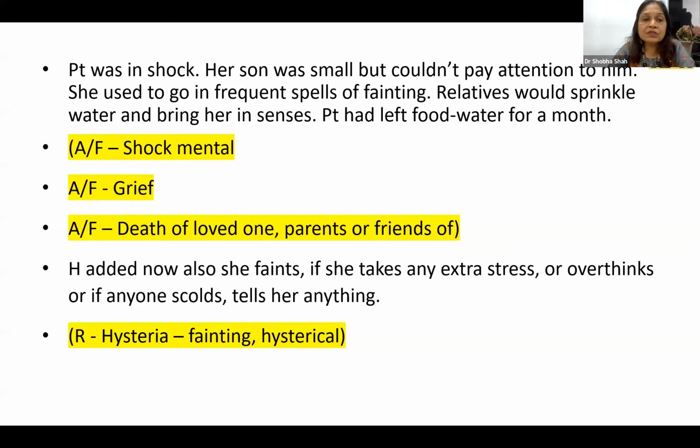So these are the rubrics which I took for her: mental shock, grief, the death of loved ones, parents or a friend, and hysteria and hysterical fainting.